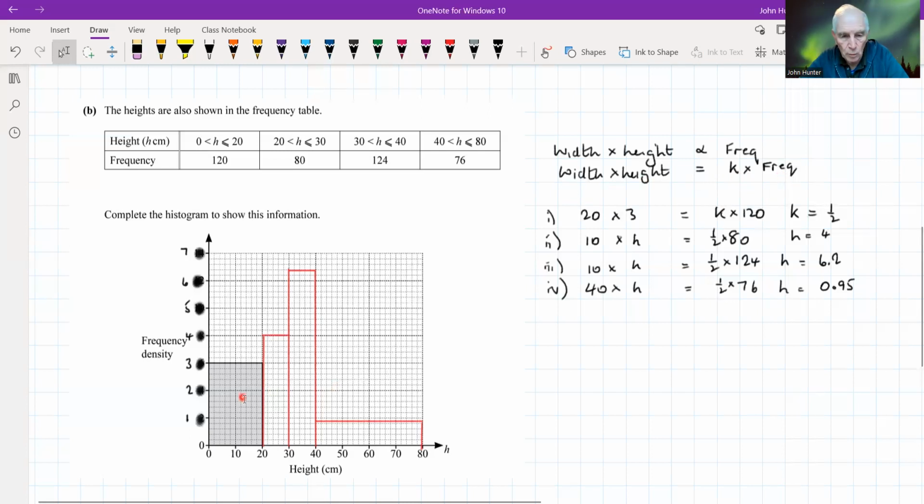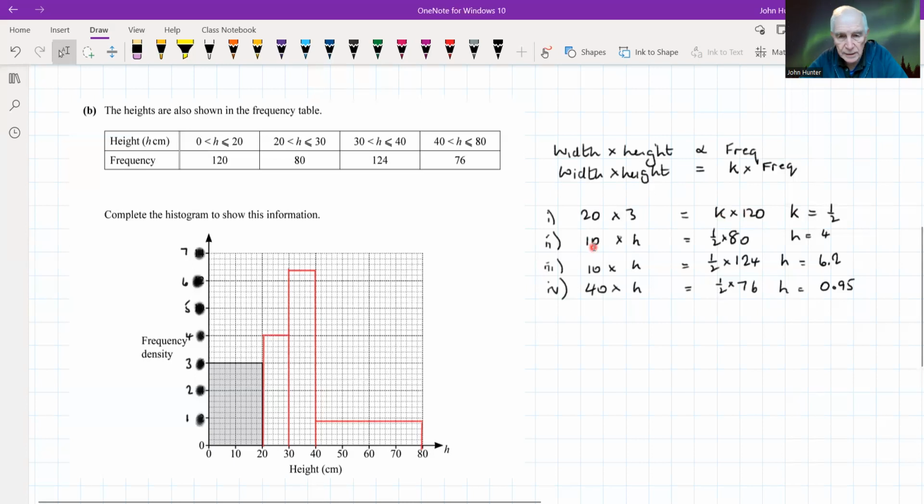Now, if we look at that for the one that we know, width is 20, the height is 3. That's going to be equal to some constant times 120. Well, that gives us that the constant K is equal to half. Now we can use this for the other class intervals. Now that we know that, we can apply this K into this little formula.